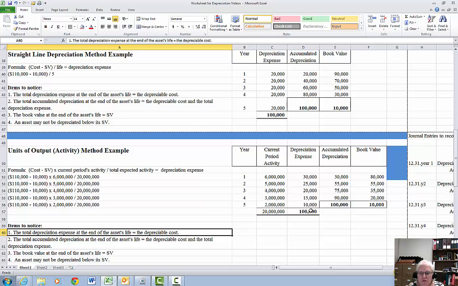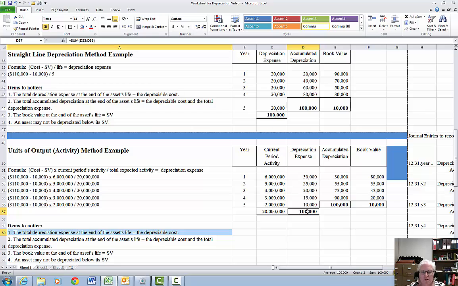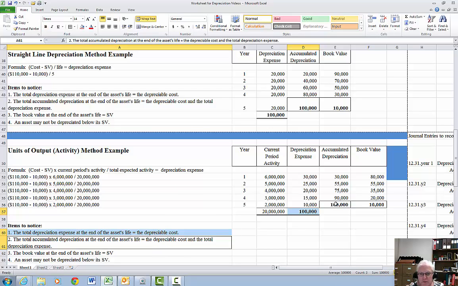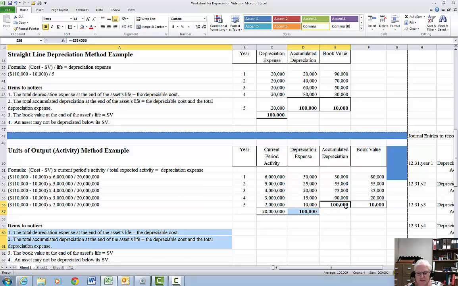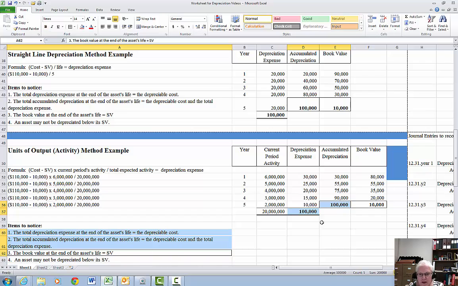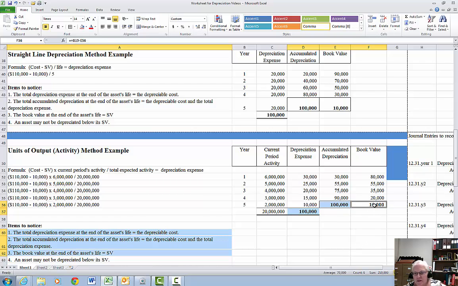You want the total depreciation expense right here to equal the depreciable cost, the cost minus salvage. You want the total accumulated depreciation at the end of the asset's life right here to equal the total depreciation expense and the depreciable cost. And then you want the book value at the end of the asset's life to equal the salvage value, because you cannot depreciate below salvage value.